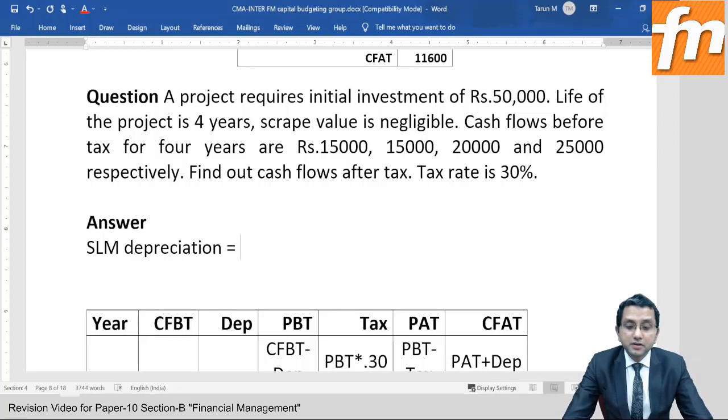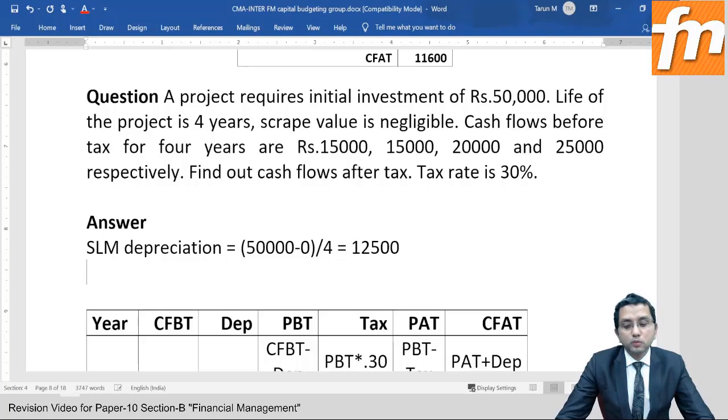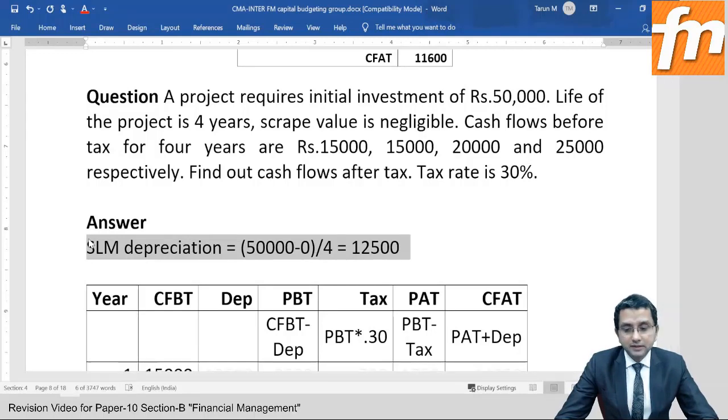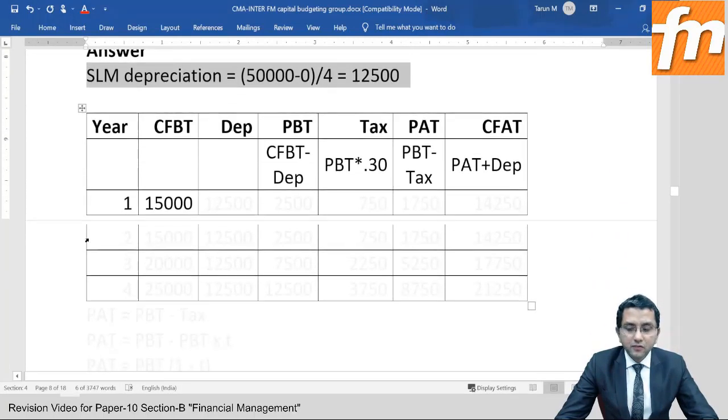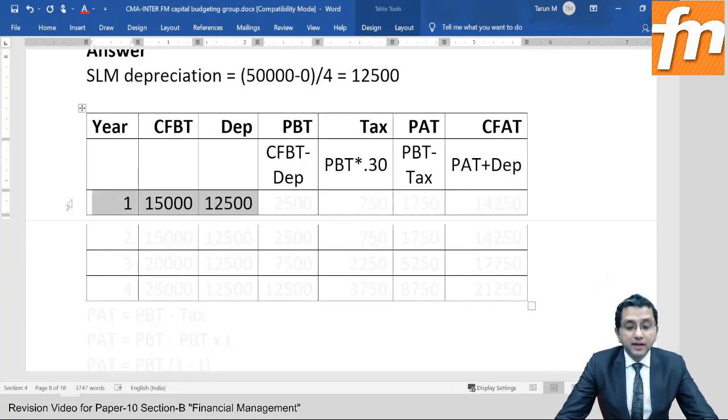Straight line depreciation is equal to cost of the asset, which is 50,000 rupees, minus salvage value, which is 0 (scrap value, salvage value, terminal value, whatever you name it), divided by life, which is 4 years. So depreciation is 12,500. In examination, you should give a working note for depreciation calculation like this. Or even better presentation can be made. So look here, depreciation is 12,500.